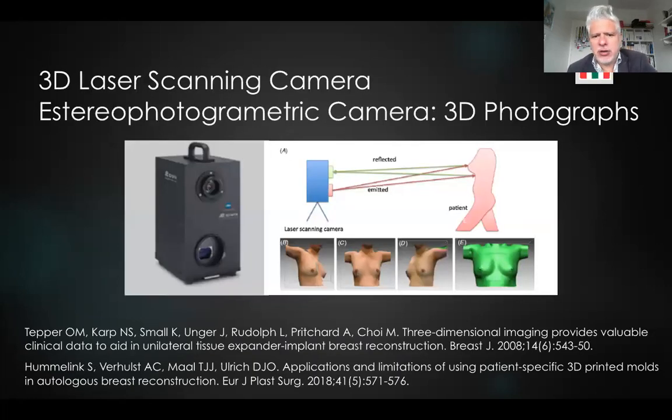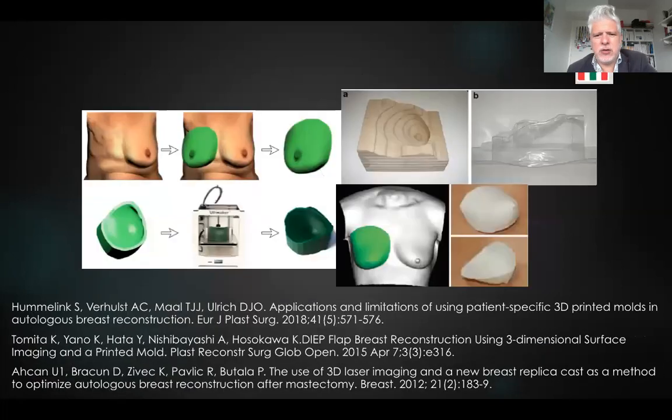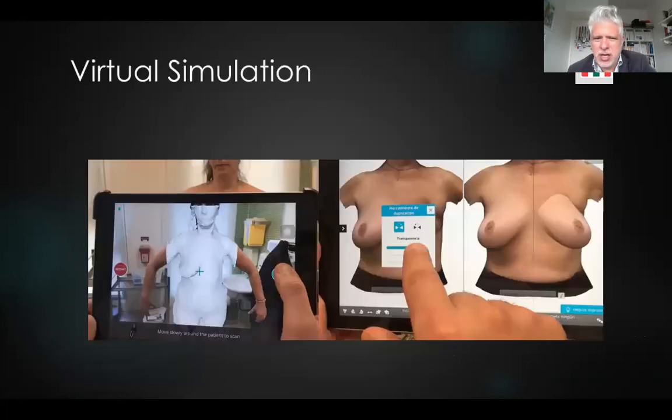The 3D technology involves the use of a 3D laser scanning camera or a stereophotogrammetric camera to obtain a 3D photograph. And again, the cost of this technology is too expensive. All the previous studies involving the creation of biomodels for breast reconstruction actually involved this technology. So we decided to use virtual simulation software where we simulate a breast reconstruction by mirroring the contralateral breast.